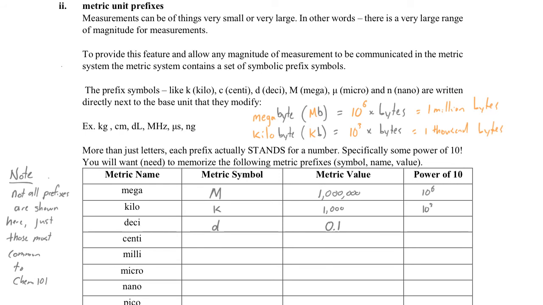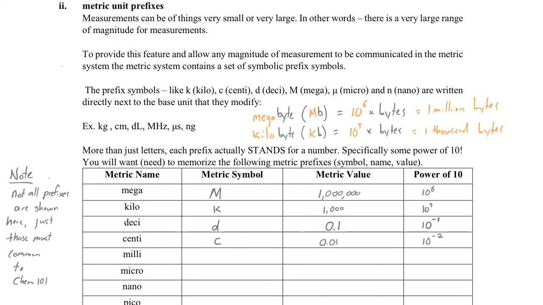So deci is a modifier that takes a unit and makes it smaller than 1 rather than larger than 1. The power of 10 for deci is 10 to the negative first power. We also have the metric name centi, which has the symbol lowercase c, and centi, like the word it's derived from, which is cent, means 1/100th, or 0.01. We can also write this as a power of 10 if we write 10 to the negative second power.